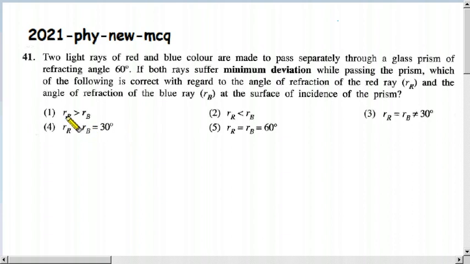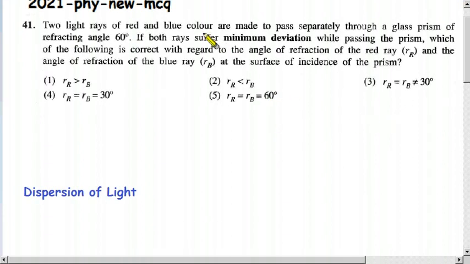The options are: R red is greater than R blue; R red is less than R blue; R red is equal to R blue, not equal to 30 degrees; R red equals R blue equals 30 degrees; R red equals R blue equals 60 degrees. So children, let us discuss what happens to white light if it falls on a glass prism like this.